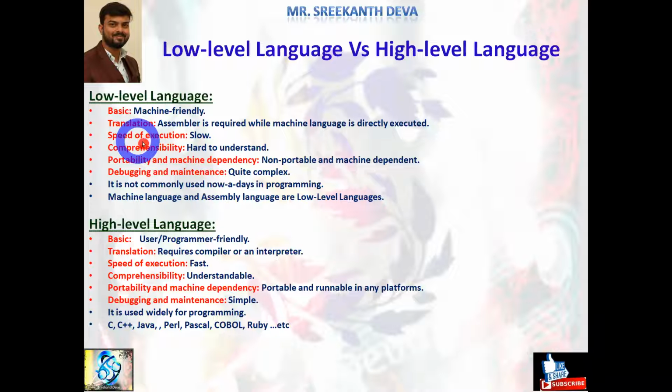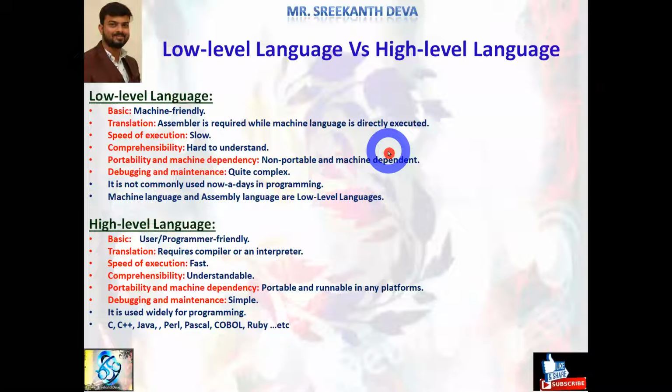Okay, and the speed of execution is slow, because here more human effort is required. The human is responsible for converting high level instructions into machine understandable instructions. In the first generation language, we completely convert high level instructions into machine understandable instructions and give them as input to the machine. Then the machine returns output only in binary format, zeros and ones.